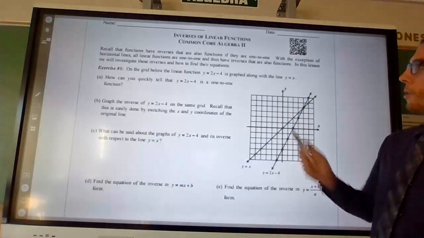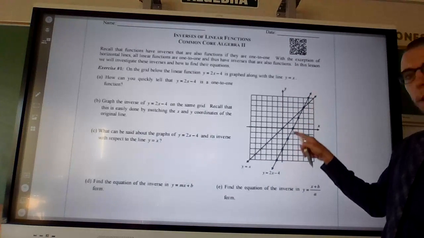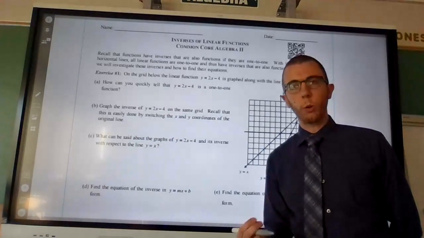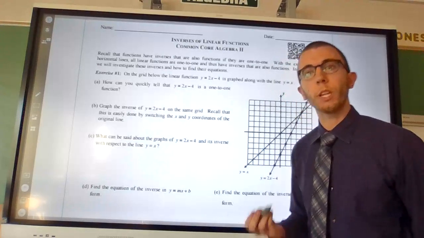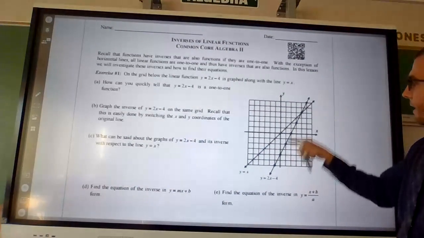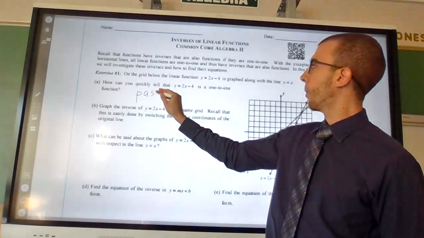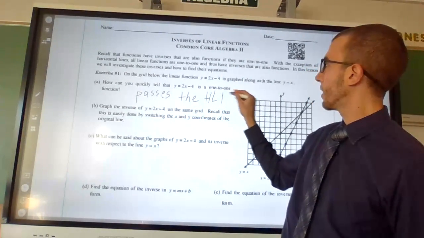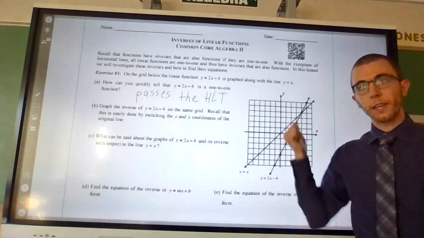So you know that's the thing to do. How can you quickly tell that y equals 2x minus 4 is a 1-to-1 function? How do we know? Or if maybe we can't tell, what can we do? You can use the horizontal line test. So we know that this linear function, y equals 2x minus 4, is 1-to-1 because it passes the good old HLT. The horizontal line test tells us this is 1-to-1.